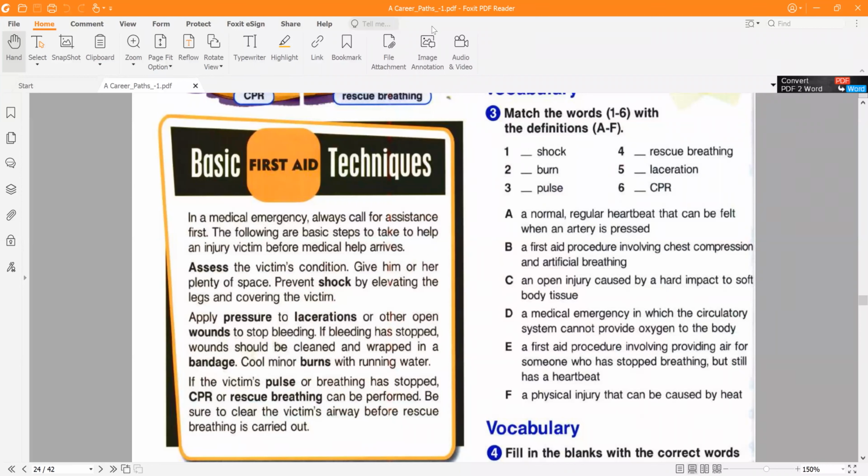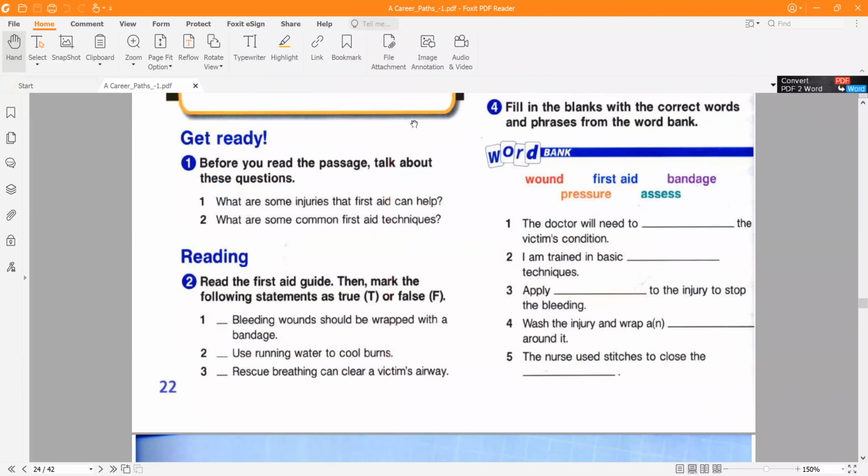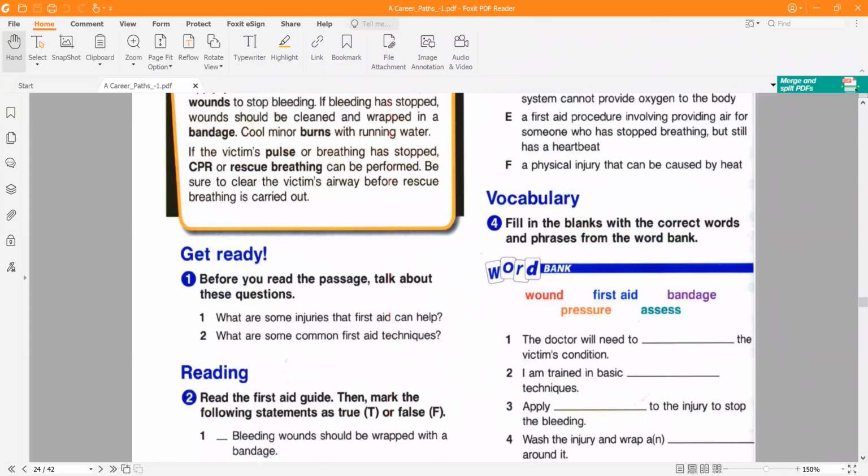Let us listen again. Then after that, we are going to answer the questions true or false. Read the first aid guide, then mark the following statements as true or false. Number 1, bleeding wounds should be wrapped with a bandage. Use running water to cool burns. Rescue breathing can clear the victim's airway. So listen again and answer these questions true or false.